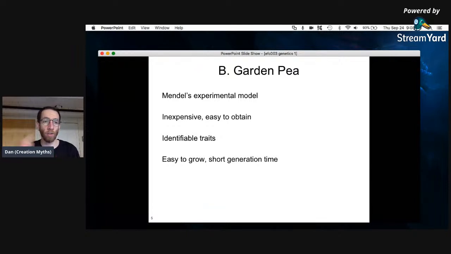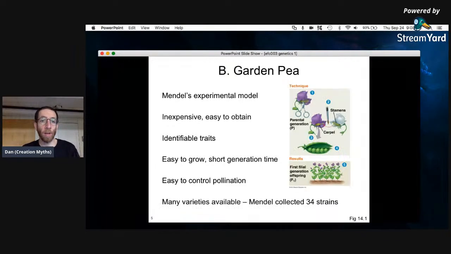So that makes it easy to do a bunch of generations relatively fast. The other nice thing about the garden pea is that it's easy to control pollination. So you control who's mating with whom. What Mendel would do is he would actually take a paintbrush and manually pollinate between the plants so that the matings that were occurring were the ones that he wanted, so he could cross the traits as he wanted to see how the offspring turned out.